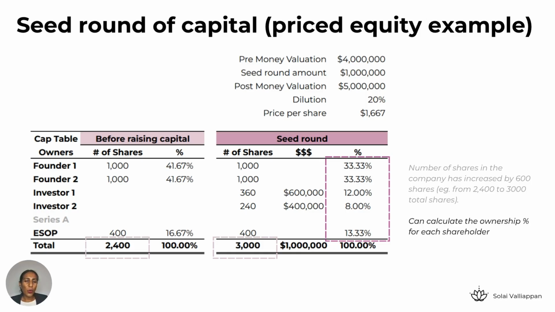We can then also calculate the new ownership percentage for each shareholder. As I said before, the founders have gone from about 42% to 33%, and the ESOP has gone from about 17% to about 13%. And then you can see investor one and two are now on the cap table, and they have a total of 20%, the 12 plus the 8.